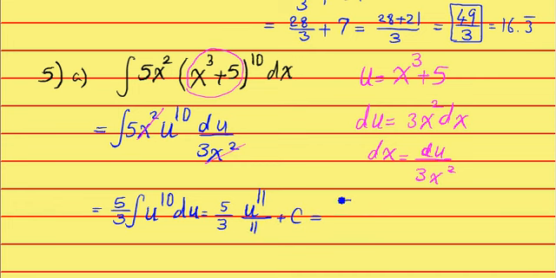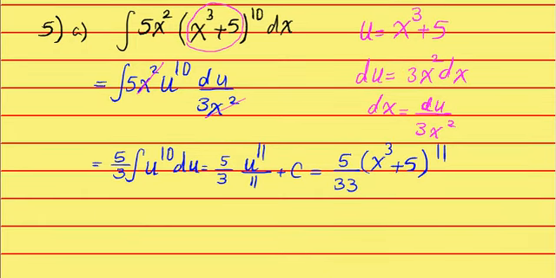Now you do back substitution. 5 over 33, instead of u, you write what you had, (x cubed plus 5) to the power of 11. In simple problems, it's possible to guess your answer, but what I want to see is the substitution and calculations of the differentials and all the steps. So try to follow the standard style so that you can do more complicated problems later on. I'll be expecting that approach on the exam.